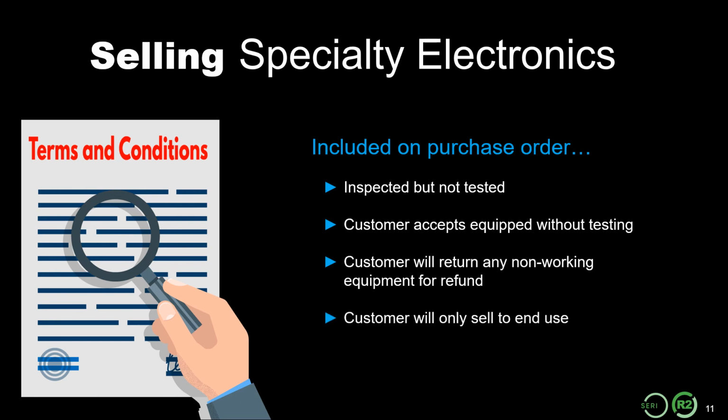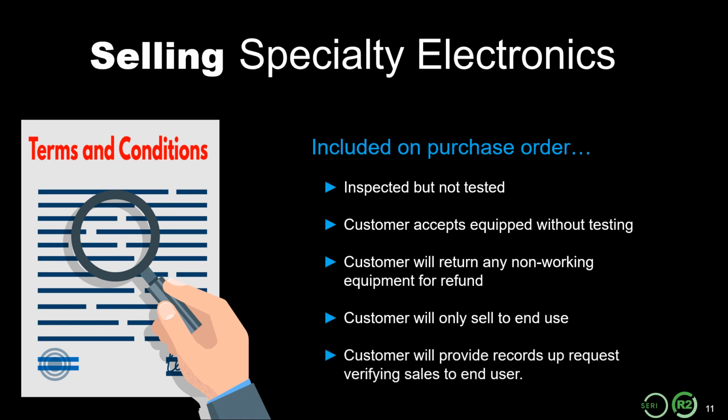Customer will only sell equipment to an end user, and, upon request, the customer will provide records demonstrating the equipment was sold to an end user, and they will accept returns of the equipment for any reason at no charge, and also offer no charge return for recycling. These strict terms and conditions ensure that the customer will meet the same sales requirements as the R2 facility as specified in this appendix.